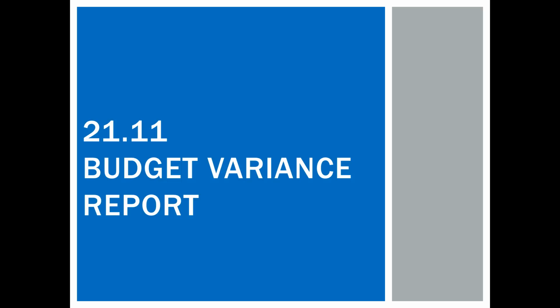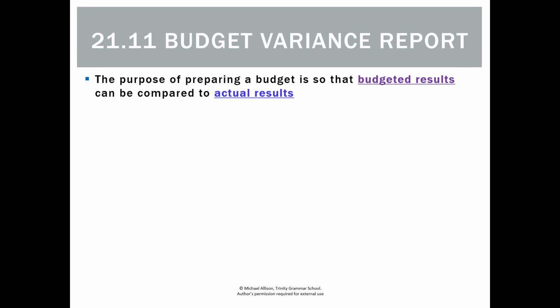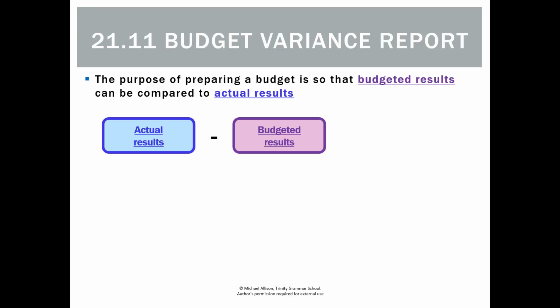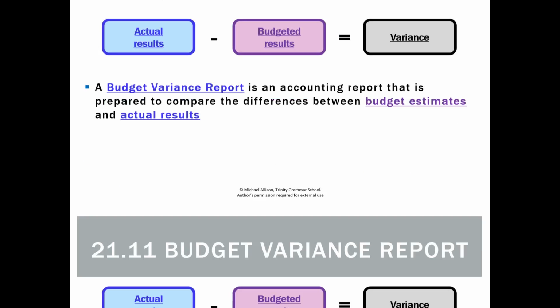The final step in the budgeting process is to do a budget variance report. That's where we get to the end of the period, once we've done our budget, and we look at how we actually went by comparing our actual result, minusing away our budgeted result, and that'll give us a variance.